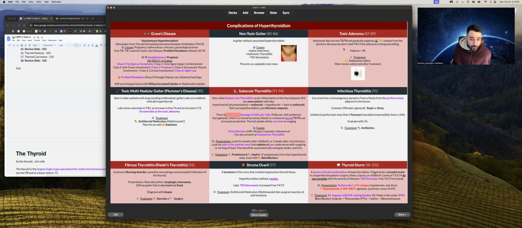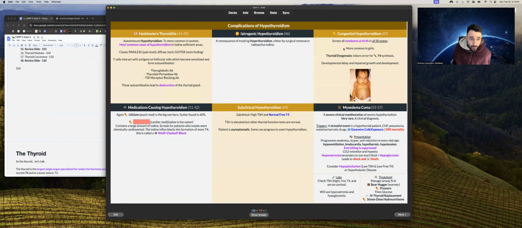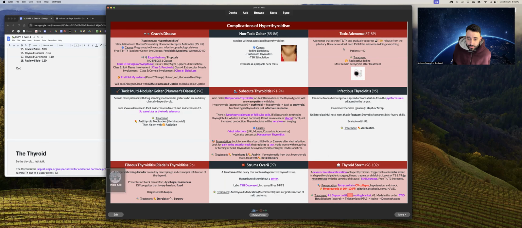There is damage of follicular cells, lymphocytic, in subacute thyroiditis, right in the middle. Medications causing hypothyroidism, we just talked about that: amiodarone. So I don't know, vignette, maybe look for somebody with AFib who's on that for rhythm control or chemical cardioversion. Okay. Thyroid storm, number one, support with IV fluids.